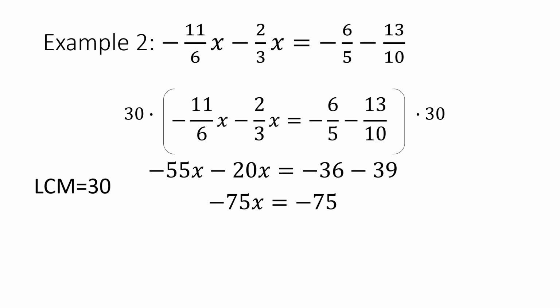That gives me negative 75, and then the negative 75x is attached by multiplication, and so in order to undo multiplication I need to divide, so I'm going to divide both sides by negative 75, and when I do that, negative 75 divided by negative 75 is going to equal 1, so x is going to equal 1.